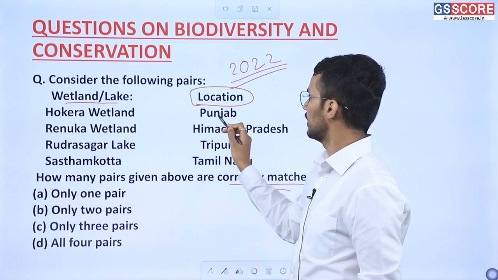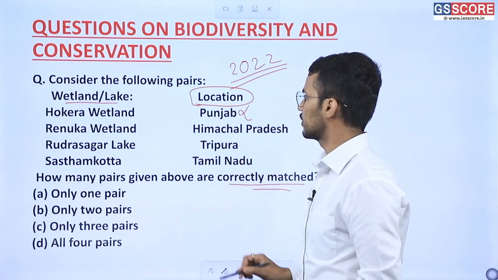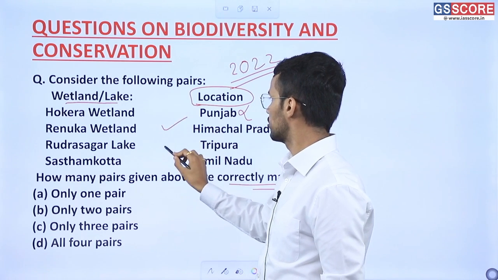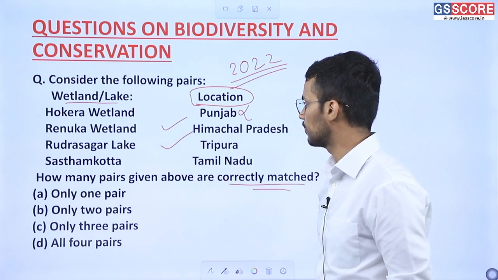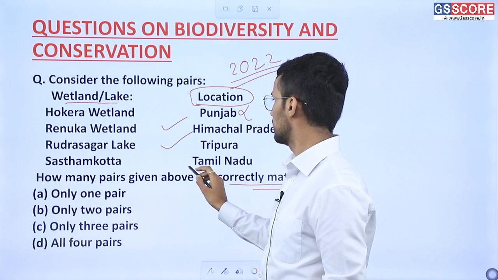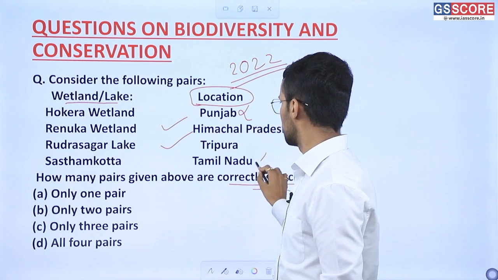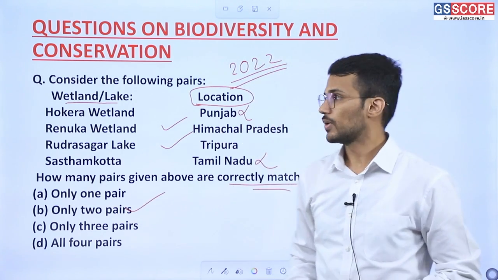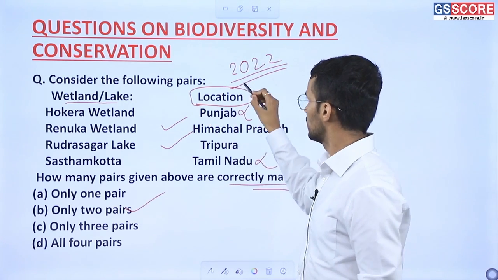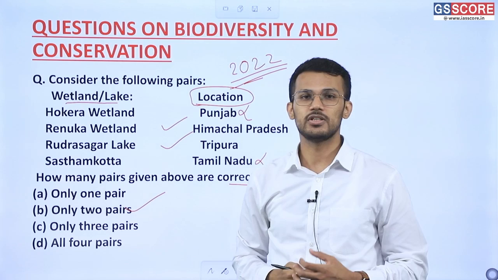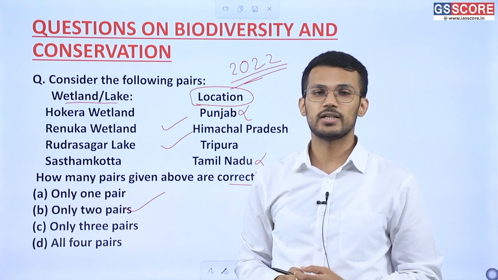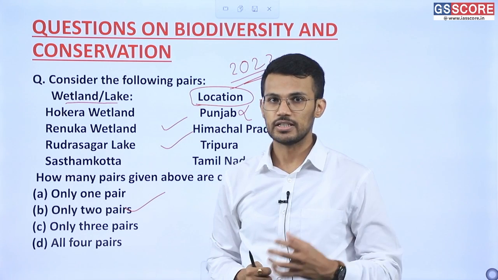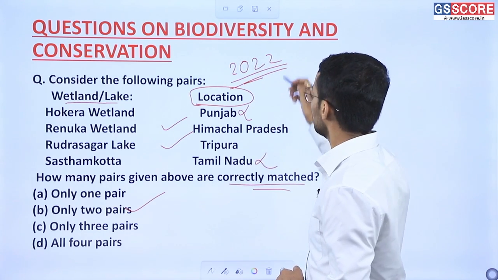Hokera is in Jammu and Kashmir, and that's why the first pair is incorrect. Renuka wetland is in Himachal Pradesh. Rudrasagar is in Tripura. Sashtamkota is in Kerala, so again, this is incorrect. So only two pairs are correctly matched, and that's why the answer is B. Right? This is the latest question asked by UPSC on wetlands, and we know that wetlands are an important part of biodiversity, ecosystem diversity.